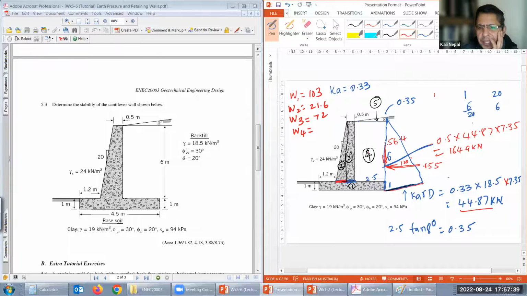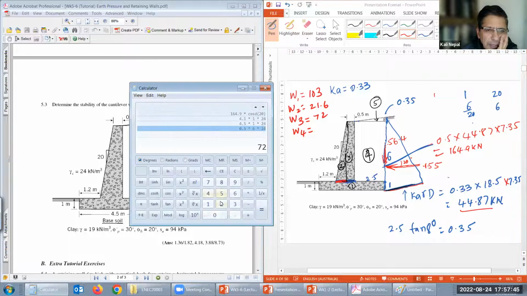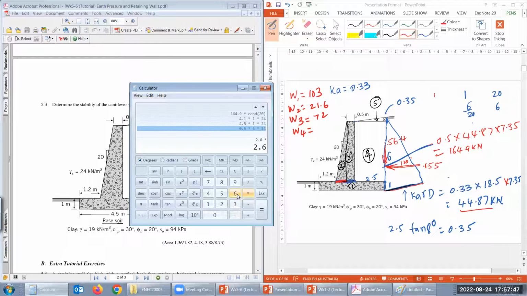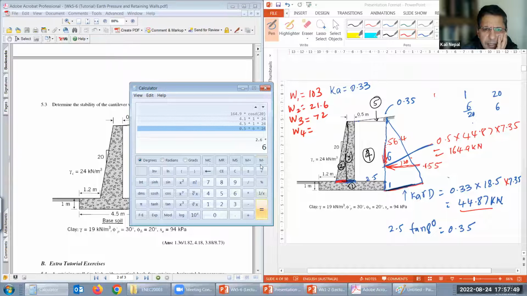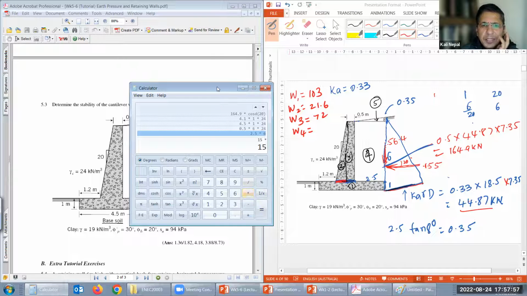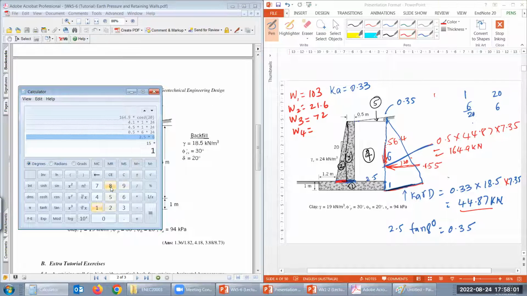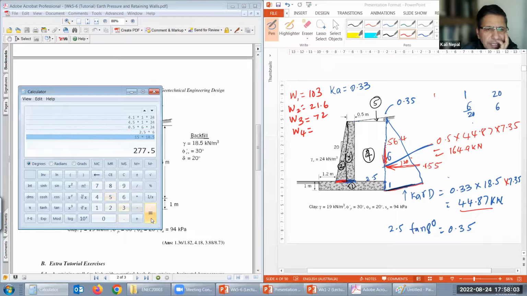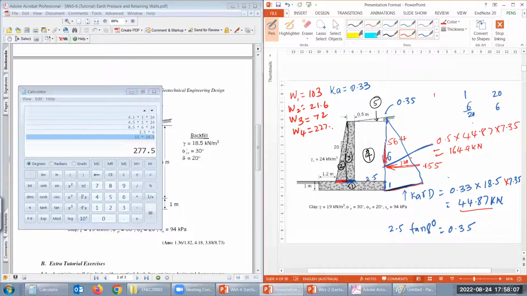So W4 now, the weight of the soil here. What is the size? 2.5 by 6. Multiply by the unit weight of the soil, 18.5 in the backfill. That gives 277.5. That's a big one, right?